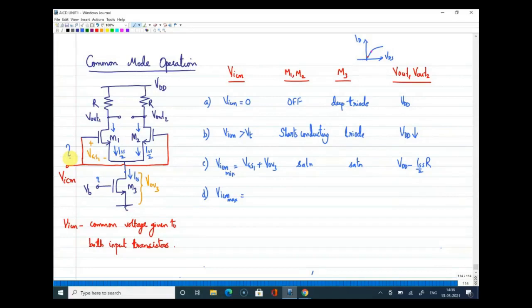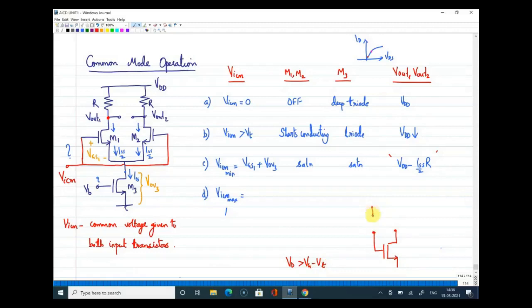All right, look at this. Now, if you look at this point, what is the drain voltage now? Drain voltage is VDD minus ISS by 2 into R. So if I look at any MOSFET, in order to retain the saturation condition, we know that drain and gate can have equal voltages. If both have equal voltage, then also the device will be in saturation, right?